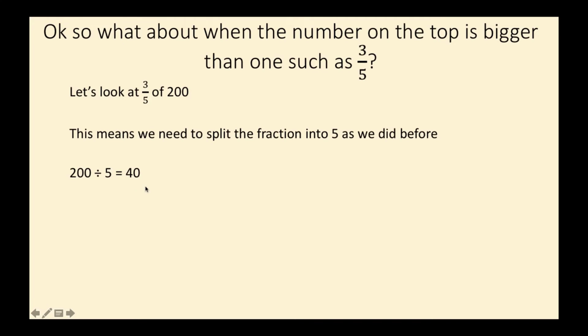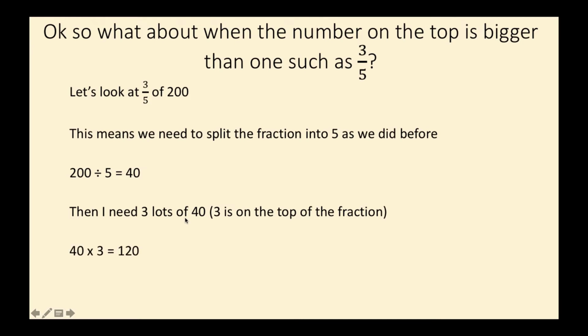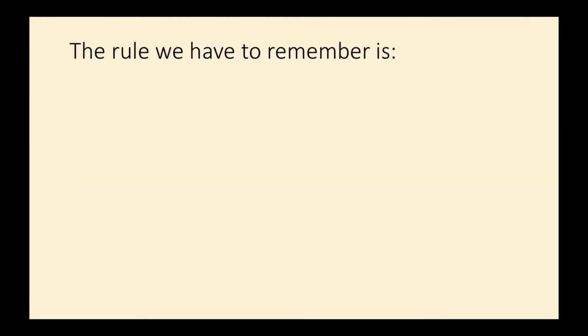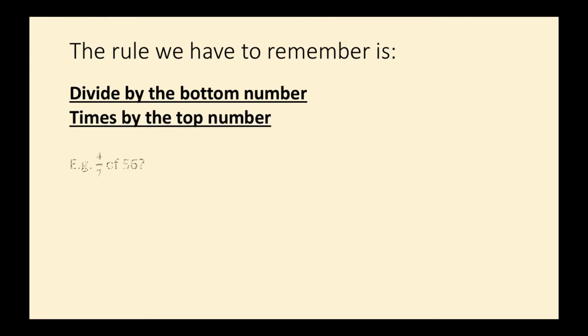200 divided by 5 is 40, and then we need to take that 40, and I want 3 lots of it because 3 is on the top, so I need 3 lots of 40. 40 times 3 is 120, so 3/5 of 200 is 120. The rule we have to remember is divide by the bottom number and times by the top number. For example, 4/7 of 56, we're going to do 56 divided by 7, which is 8, and then we do 8 times 4, which is 32. So 4/7 of 56 is 32.